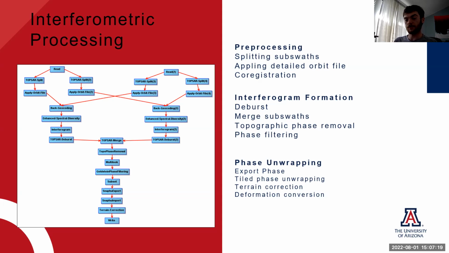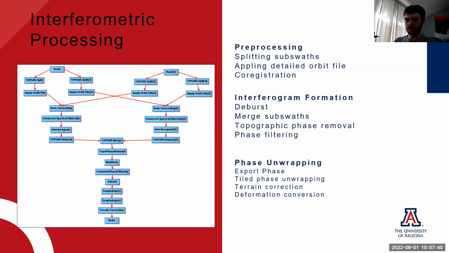As I mentioned earlier, each product has 3 subswaths. One of them is entirely over the ocean, so we will just ignore that one. But the other 2 subswaths we will input as the input read objects, and we'll do quite a bit of processing on them separately before merging them and continuing with processing.